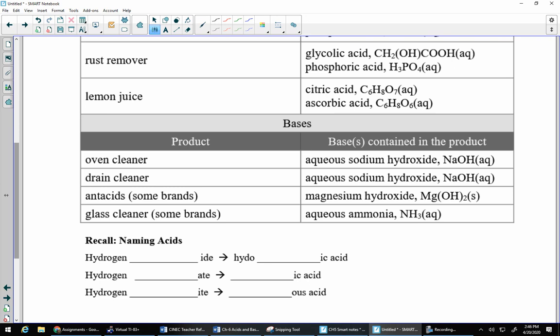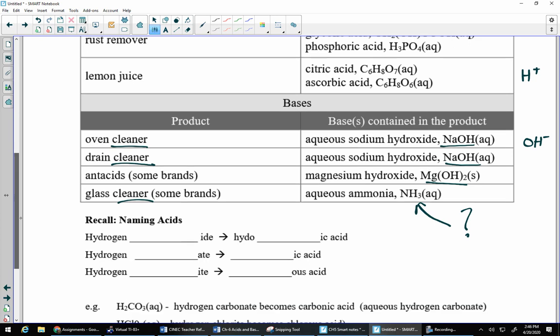And then bases, right? What do you notice about bases here? Cleaner, cleaner, cleaner. Lots and lots of cleaners are basic. So let's have a look over here. Oven cleaner, sodium hydroxide. We recognize that one because remember our old version: acids contained H plus, bases contain OH negative. That's our old version. We're learning new stuff today. Okay, cool. Sodium hydroxide, magnesium hydroxide. Hey, wait a second. Why is ammonia a base? There's no OH in that. What the heck? We're going to have to look at that a little bit more.